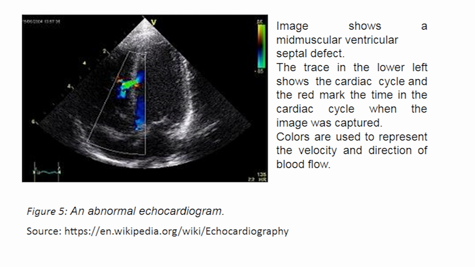Image shows a mid-muscular ventricular septal defect. The trace in the lower left shows the cardiac cycle, and the red mark shows the time in the cardiac cycle when the image was captured. Colors are used to represent the velocity and the direction of the blood flow.